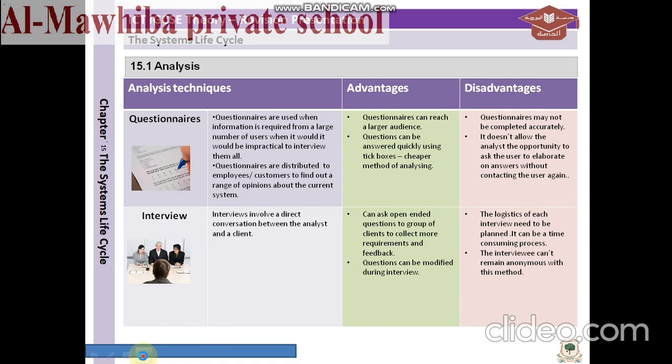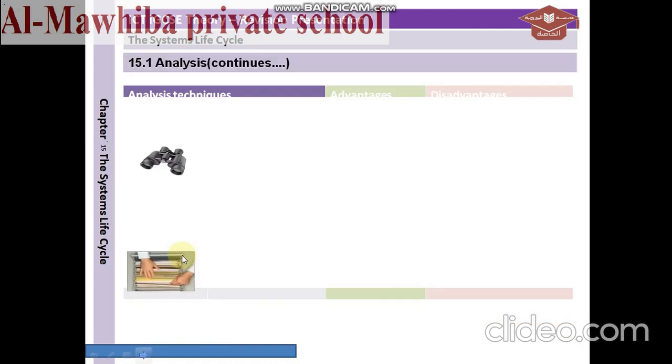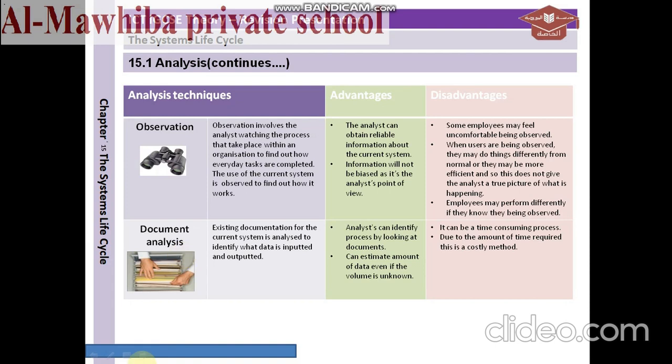So the third one is observation. We know that there are 4 types of analysis techniques. The first one is questionnaire. The second one is interview. The third one is observation. The observation involves the analyst watching the processes that take place within the organization to find out how every task is completed. The analyst themselves are observing the process or whatever happens in the organization. The use of the current system is also observed, and they will also note how it works. Everything will be observed by the analyst.